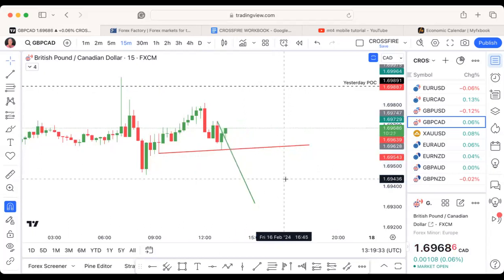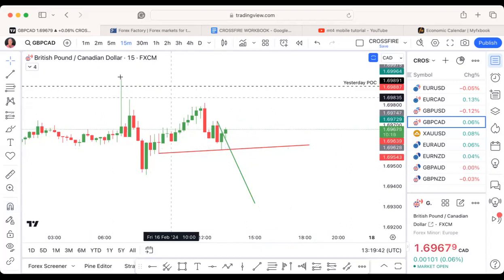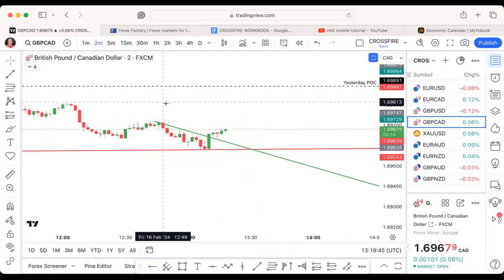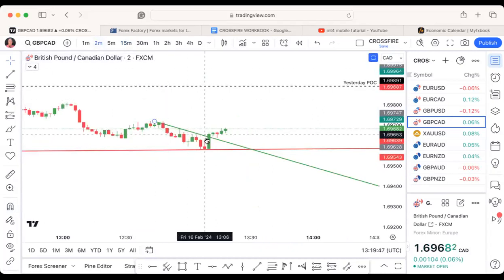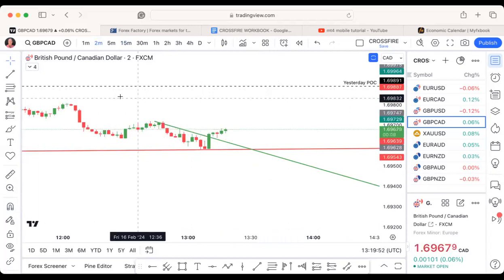So we've got all four set up on the 15-minute chart. You must remember to knock off the magnet tool because it interferes with what you're trying to do after this. So a 2-minute chart. GBP card, we are above the green trend line. So I need to start looking using other indicators.